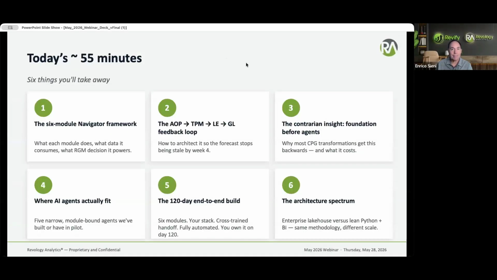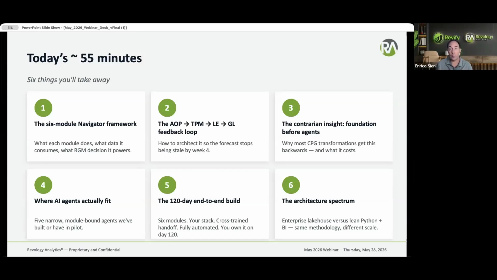Let's jump in. We're going to cover six basically modules in this session. The first module of the framework, as we call it, is the actual framework that ingests the data and in which the RGM decisions actually live and are driven by. The second module, where you see all the acronyms, is basically the planning loop. And that goes from the annual operating cycle to the trade management to the latest estimate and then back to the general ledger. And we'll show you how we wire it so that the forecast stops going stale by week 4, which is a typical problem that we see.